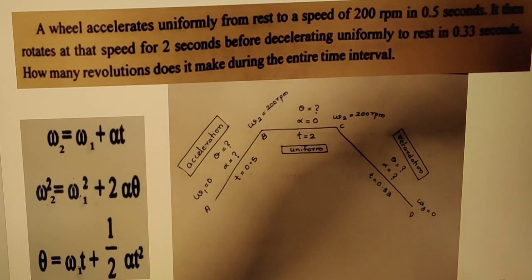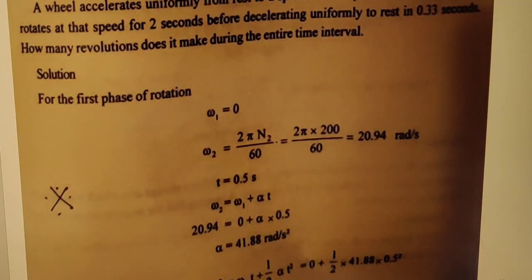And for the second phase, the body is undergoing uniform motion, that is, velocity is constant. In that second case, theta 2 is equal to omega 2 t plus half alpha t square. Alpha is equal to 0 because the body is moving with uniform velocity. You can use the equation angular displacement is equal to angular velocity into time, that is 41.88 radians.